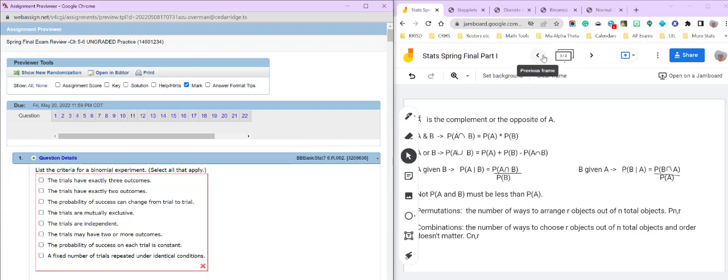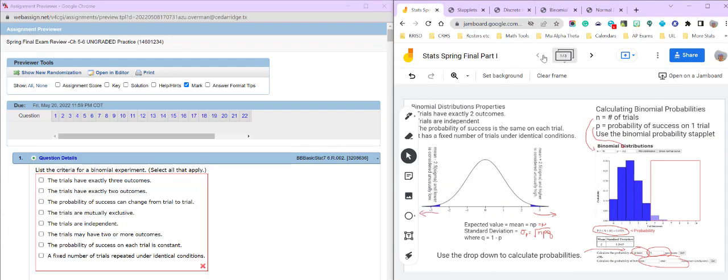And I do have this Google Jamboard here filled in with some of the things that might be handy on this particular review. Okay, so let's get started with this one. We're talking about binomial distribution. That's really the first part of your review.